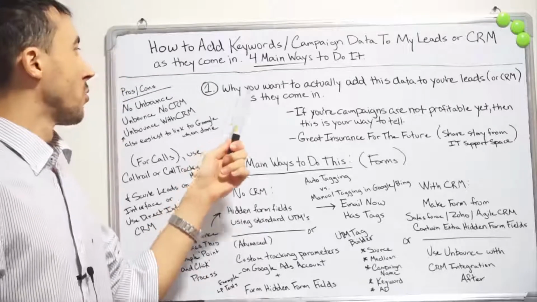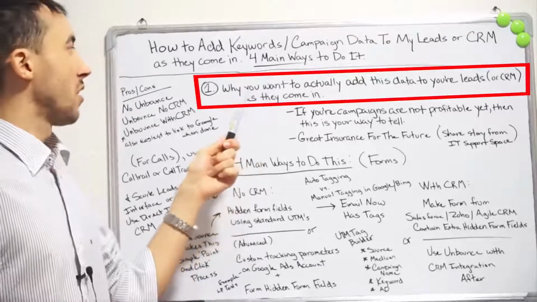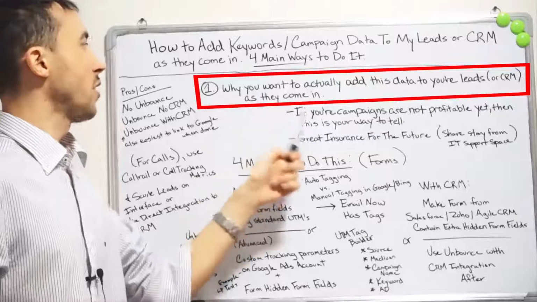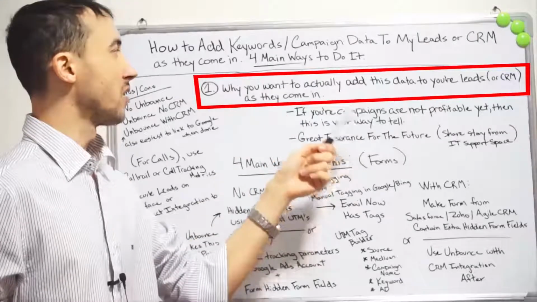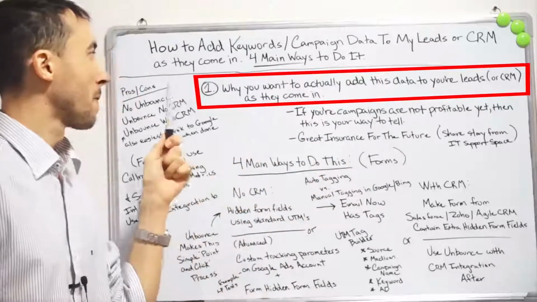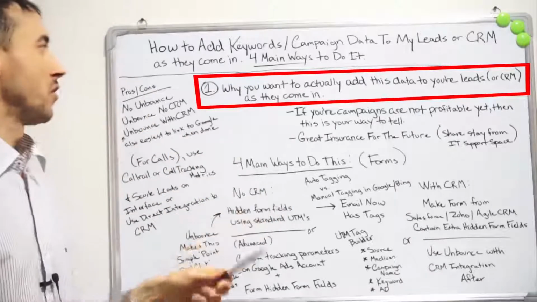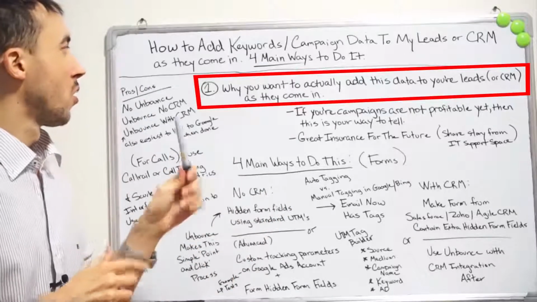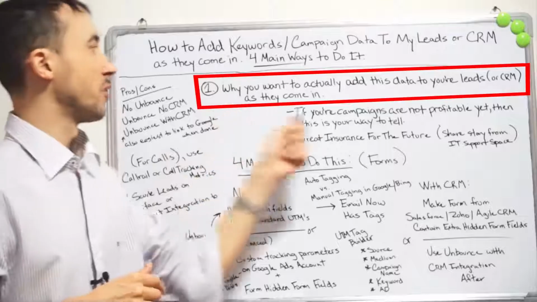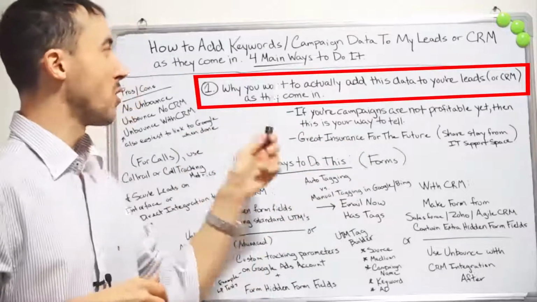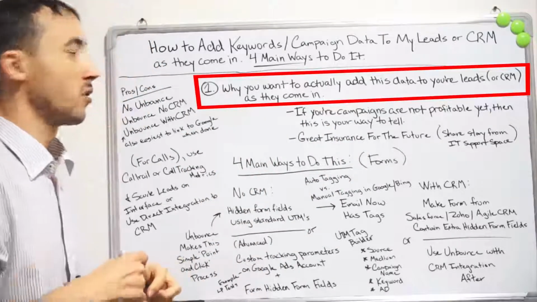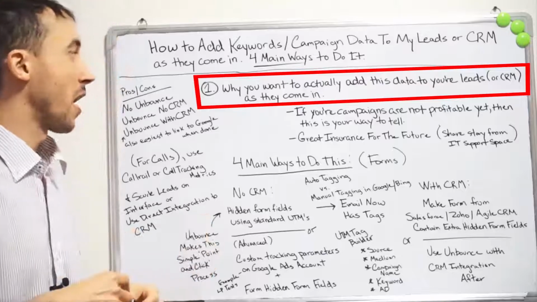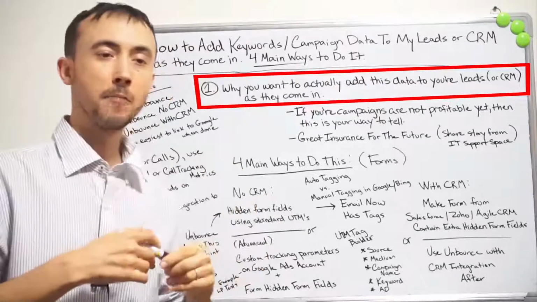So anyway, what you want to actually add to your leads as they come in. I didn't exactly word this correctly, apologize. What you actually want to add to your data, and why specifically.